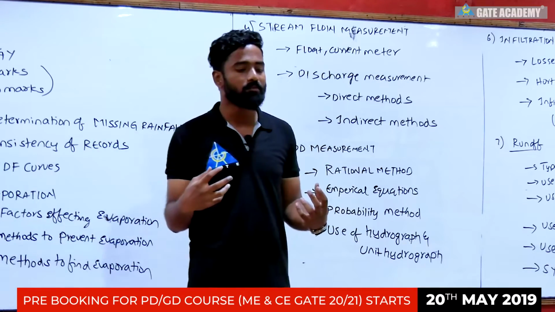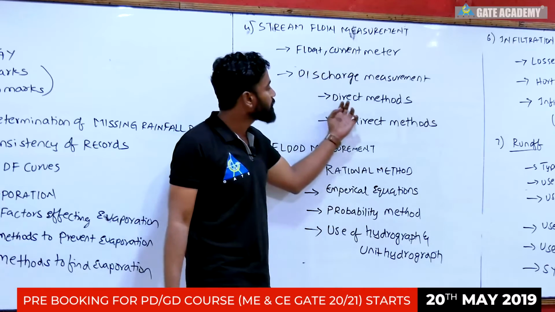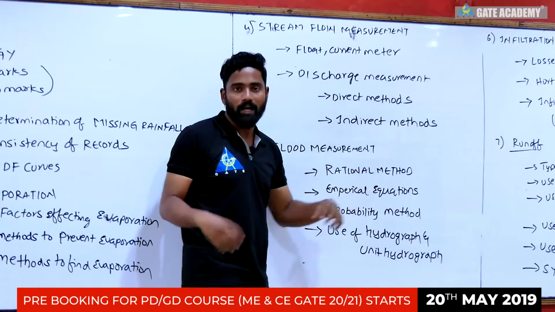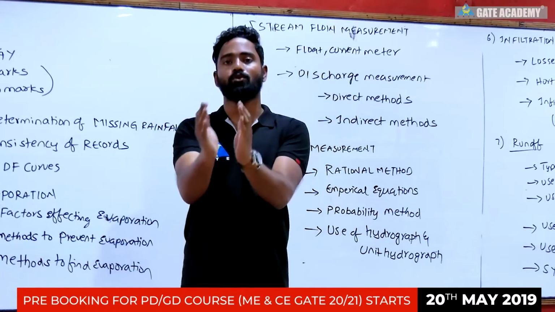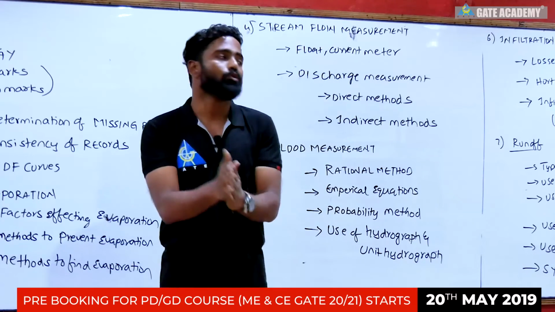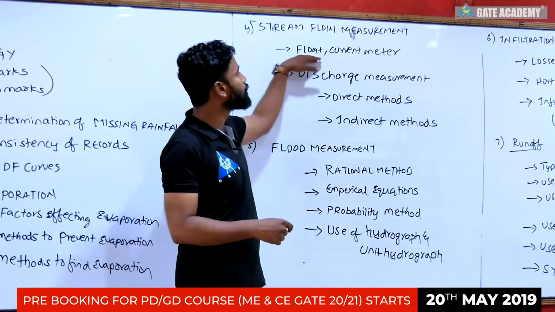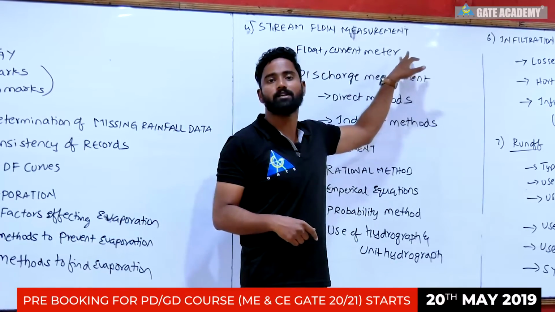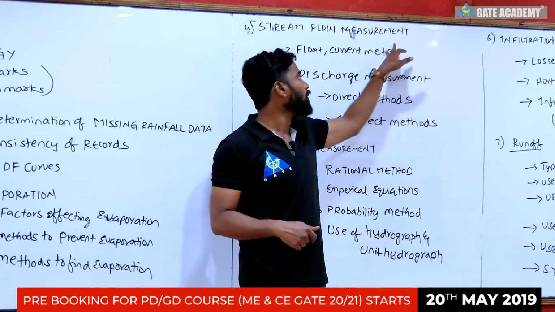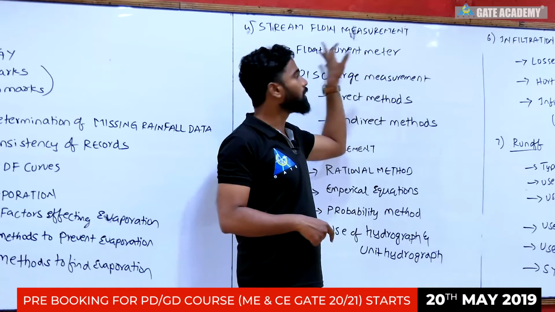Next, the other way of measurement: there are direct methods and indirect methods. Direct method means discharge is area into velocity, right? So we have to measure velocity. Velocity can be measured by using floats and current meter. Current meter is an instrument used to measure the velocities. So velocity: current meter, floats.